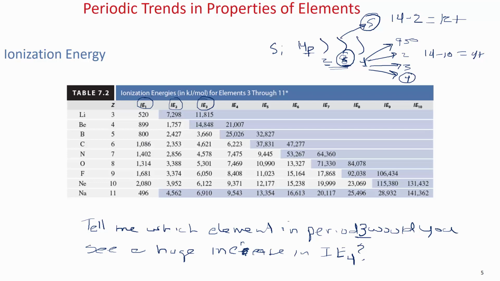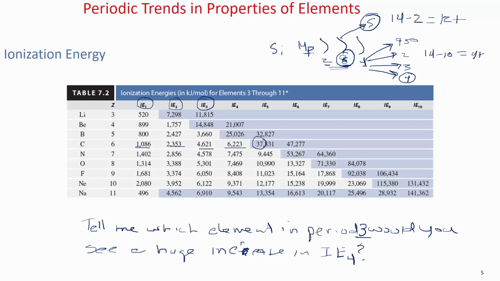So we don't have silicon here, but you can see the same analogy with carbon, which is in the same group. So the first one's 1,000, second one 2,300, 2,400, next one 4,600. The fourth one is 6,200. The fifth one, though, is 37,000, because you're removing from the inner core of carbon.